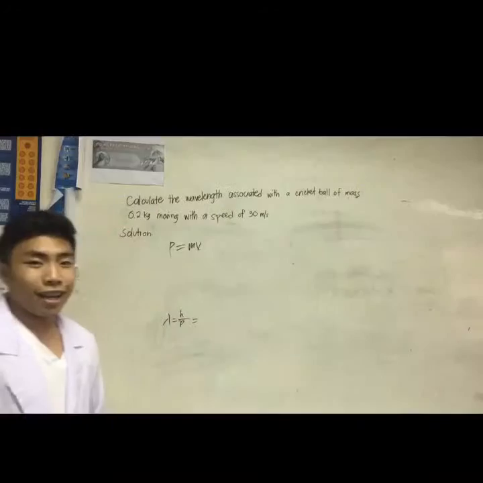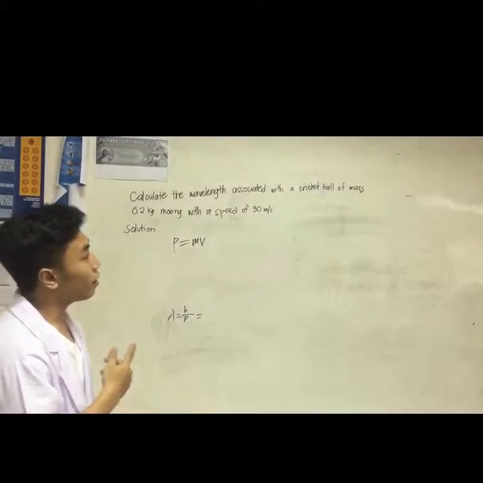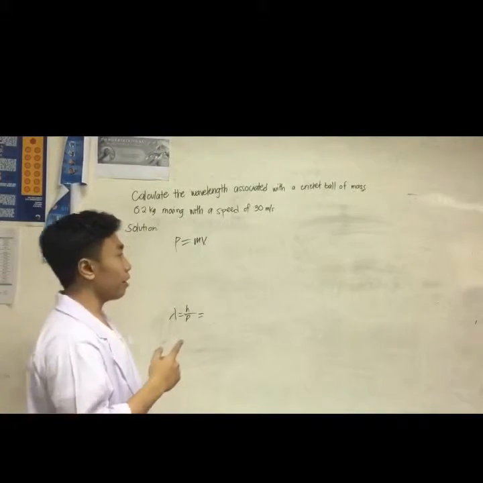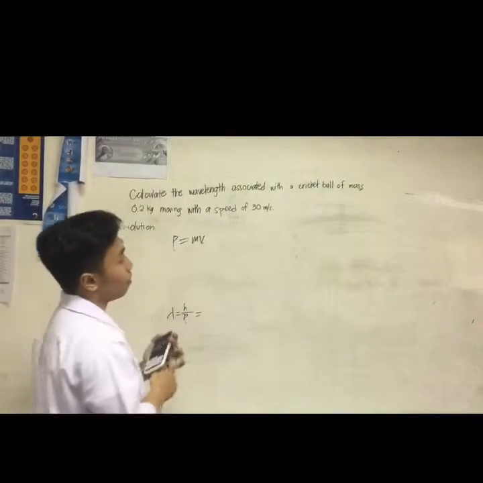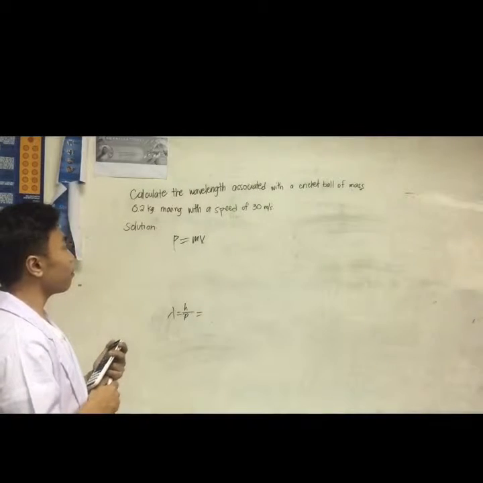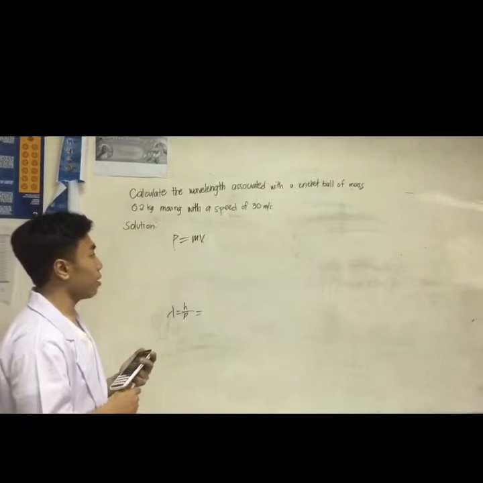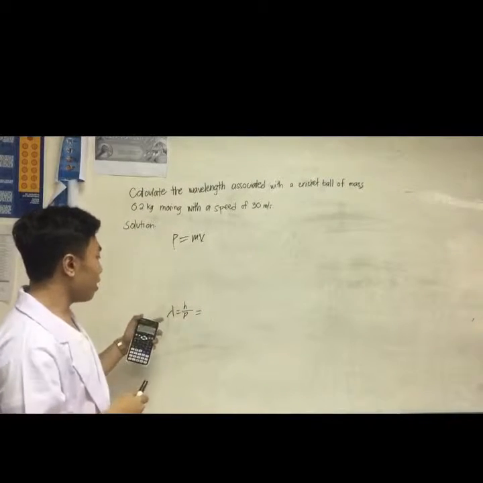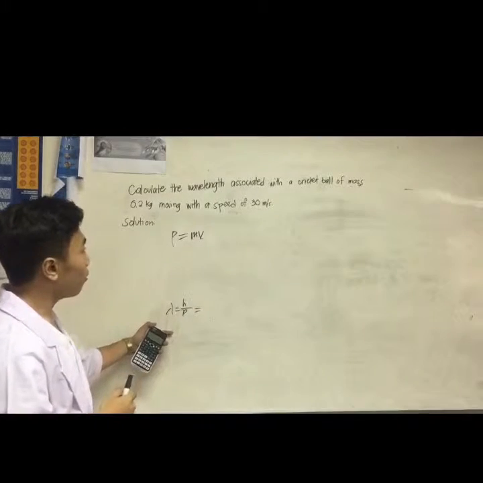And now Dr. Sempio will show you a sample problem in matter waves. A few moments later. Hi guys, I'm back. So this is the sample problem in our topic, wave nature of particles. Here we're going to calculate the wavelength associated with a cricket ball of mass 0.2 kg moving with a speed of 30 meters per second. So how can we get the wavelength?